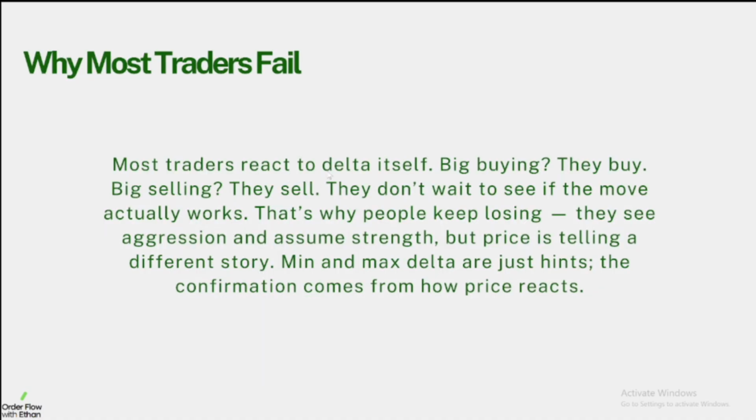So most traders react to delta itself. Big buying, they buy. Big selling, they sell. They don't wait to see if the move actually works, and that's why people keep losing. They see aggression and assume strength, but price is telling a different story. Min and max delta are just hints. The confirmation comes from how price reacts.